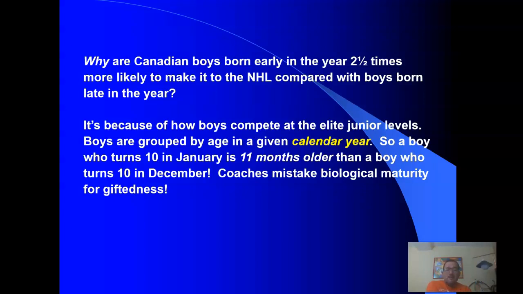And so the idea here is pretty simple. Coaches mistake biological maturity for giftedness. And once a coach snags you, because when you were 10.8 and the other boys were 10.2 you were a little bit better than them, this leads to a positive cycle that gets you more opportunities, more coaching, more travel teams, and so forth, and ultimately leads to this massive advantage for boys born in the first part of the year compared with boys born in the later part of the year.